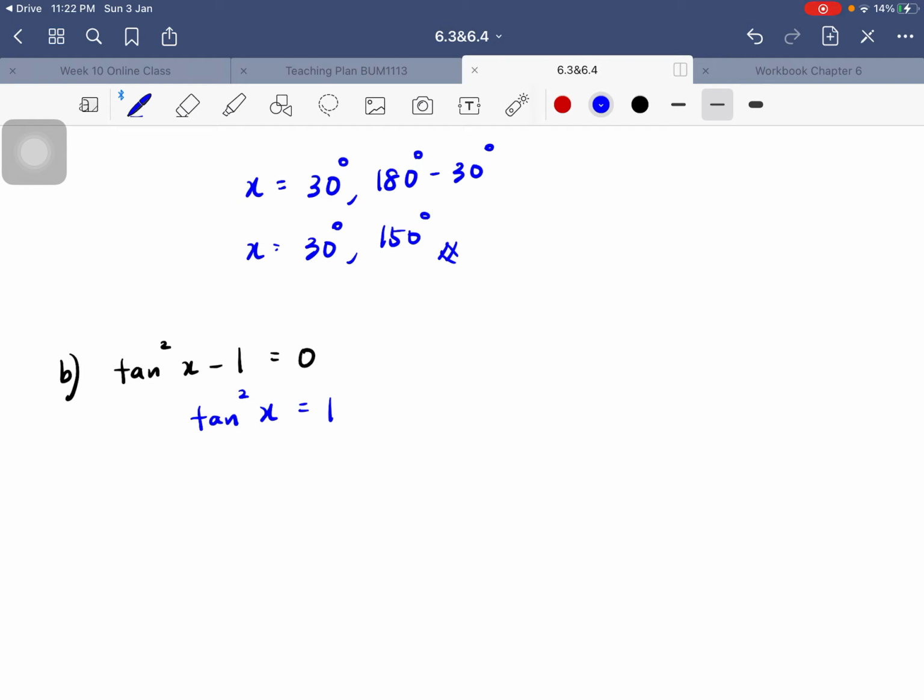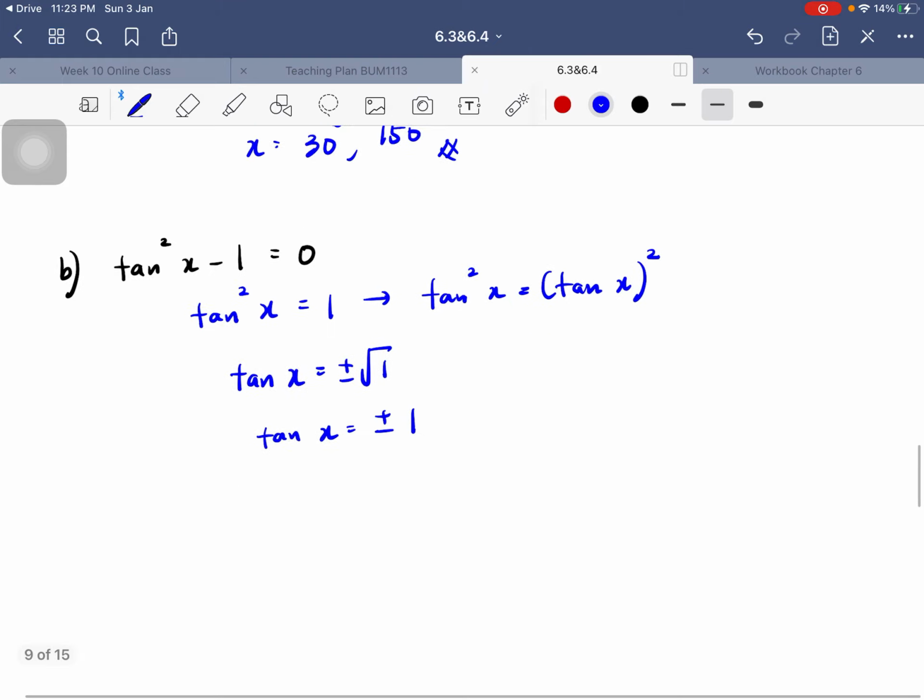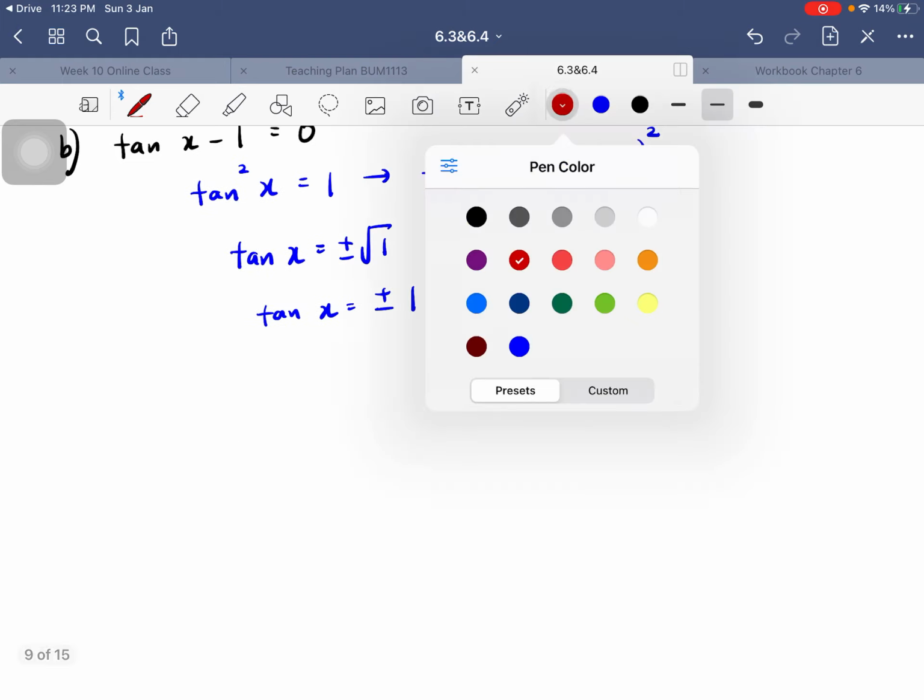Okay, so I would like to remind you that tangent square x is actually the same as tangent of x being squared. So it actually means the same thing. That is why, when I square root both sides of the equation, I'm going to have tangent x equals plus minus the square root of 1, or basically tangent x equals plus minus 1. So here I have plus and also minus of 1. I have two equations that we have to solve.